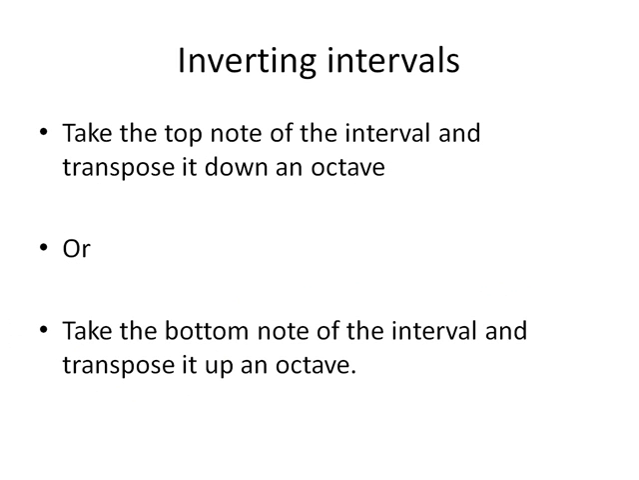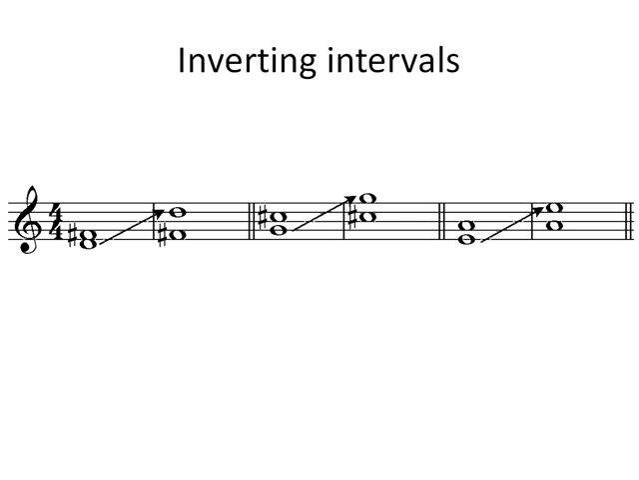The easiest way to think about inverting intervals is to take the top note and transpose it down an octave, or to take the bottom note and transpose it up an octave. Here's a visual representation. In the first instance, we have a major third, D to F sharp. If we move the D up an octave, the result is a minor sixth. In the second instance, we have an augmented fourth, G to C sharp. If we take the G up an octave, the result is a diminished fifth. In the last instance, we have a perfect fourth, E to A. If we raise the E an octave, the result is a perfect fifth.